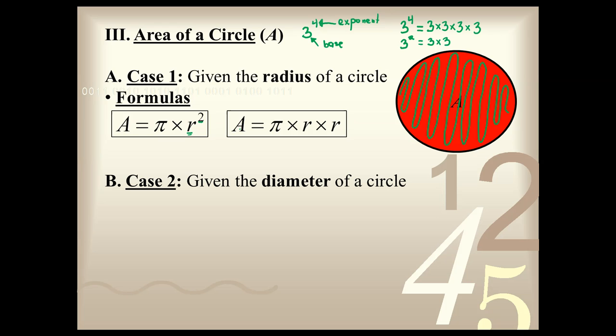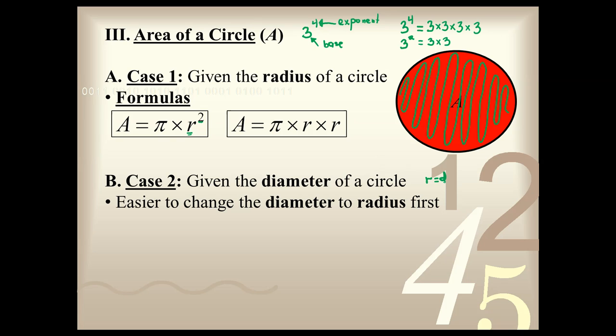Case 2, if we're given the diameter of a circle, well, one thing we could do is perhaps it's easier just to take the diameter and turn it into the radius. And the way we could do that is just use the equation r is equal to d divided by 2. But then you'd have to do 2 separate calculations. So I'm going to show you the equation we can use to calculate the area of a circle from the diameter. It's a little bit more complicated.